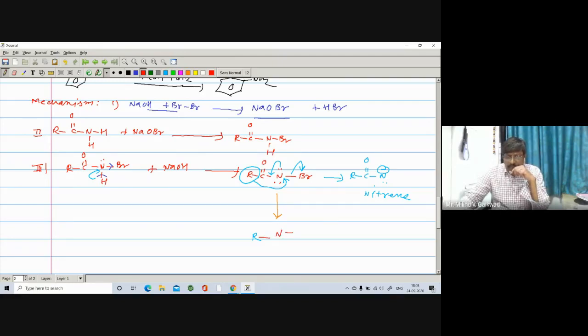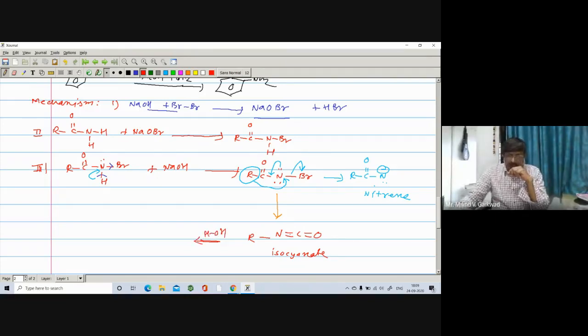There is a double bond with the carbon, and there is a double bond with the oxygen. So you are getting such a type of intermediate called an isocyanate. There is a formation of isocyanate. So they may ask which isocyanate intermediate forms in so and so rearrangement reaction. And the last step is addition of water, HOH.